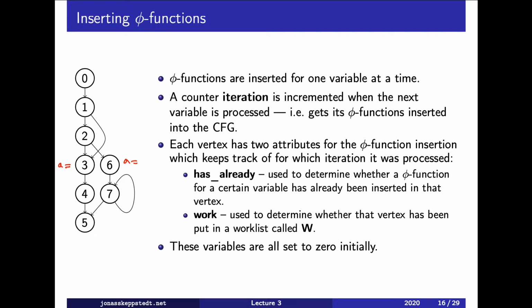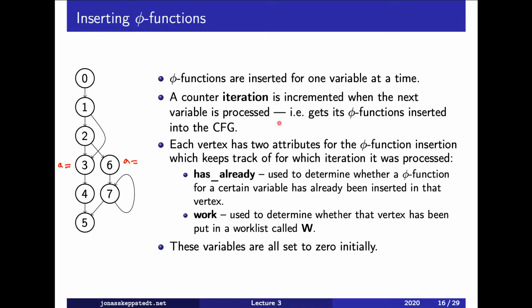See how to insert phi functions using the dominance frontiers. We do this for each variable, for each local variable and for each compiler-generated temporary, not for global variables, not for heap memory locations, for local stack allocated variables and compiler-generated temporaries. Okay, so we go through all variables and insert phi functions for that variable, one variable at a time.